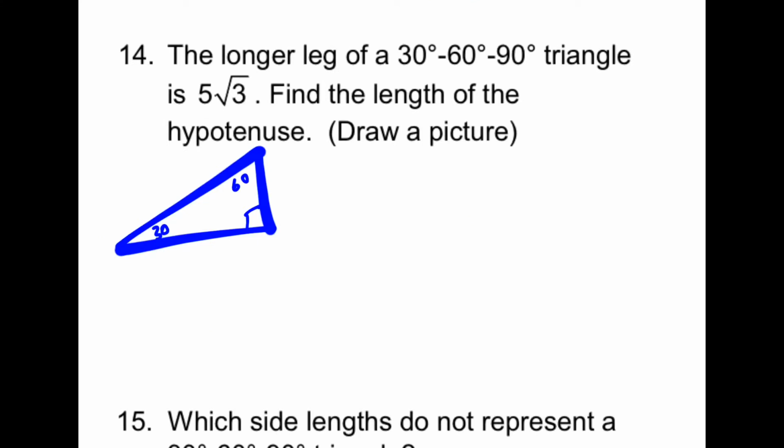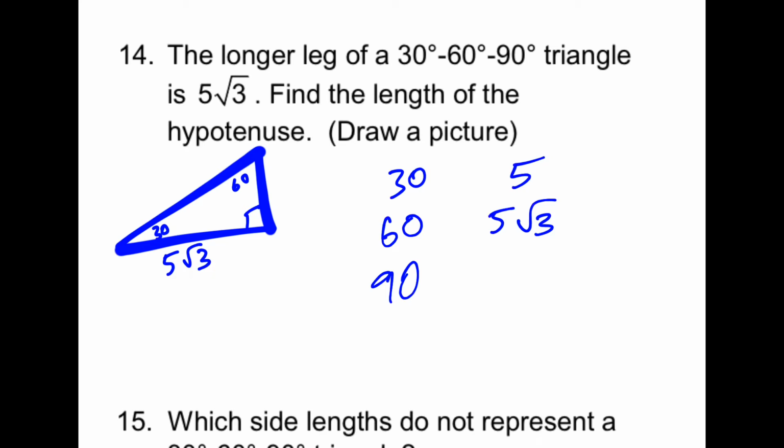14, here's my 30, 60, 90. The longer leg is 5 root 3. So if I'm looking at 30, 60, 90, that means that 60 was the 5 root 3. And if I want to get to 30, I divide by root 3. So I just get 5. And then if I want to get to 90, I double that, and it's 10. The length of the hypotenuse is 10.